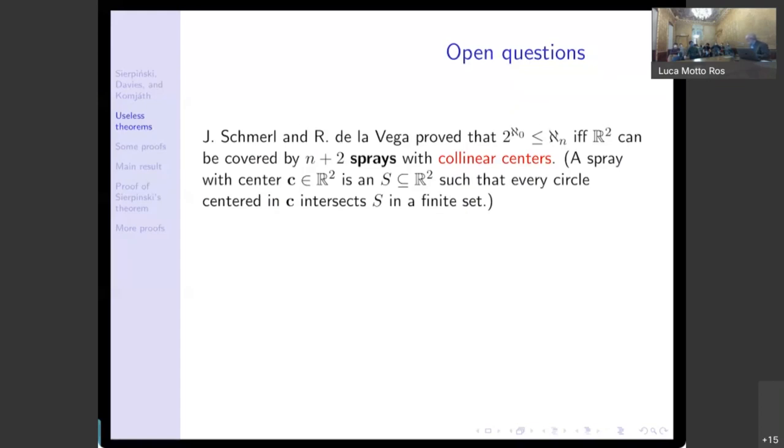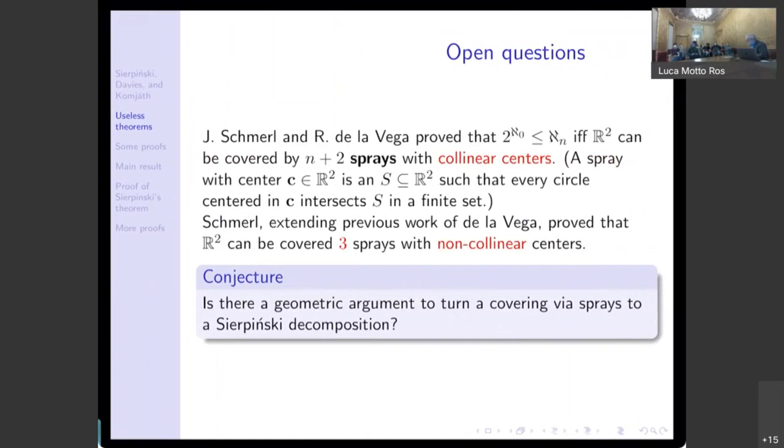But boy, this is strange. We have to have collinear centers here in order to get an if and only if, because Schmer, extending previous work of Davies, proved that R^2 can be covered with three sprays with non-collinear centers. First Davies showed that if you take three centers that form an equilateral triangle, then using quite a few parameters, lots of polynomials and a lot of pretty deep mathematics, if you choose the triangle well, then you can construct, by an induction argument, three sprays.